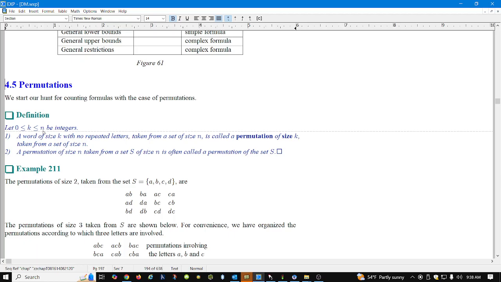Suppose that k and n are integers, k less than or equal to n. A word of size k with no repeated letters taken from a set of size n is called a permutation of size k taken from a set of size n. A permutation of size n taken from a set of size n is often called a permutation of the set.